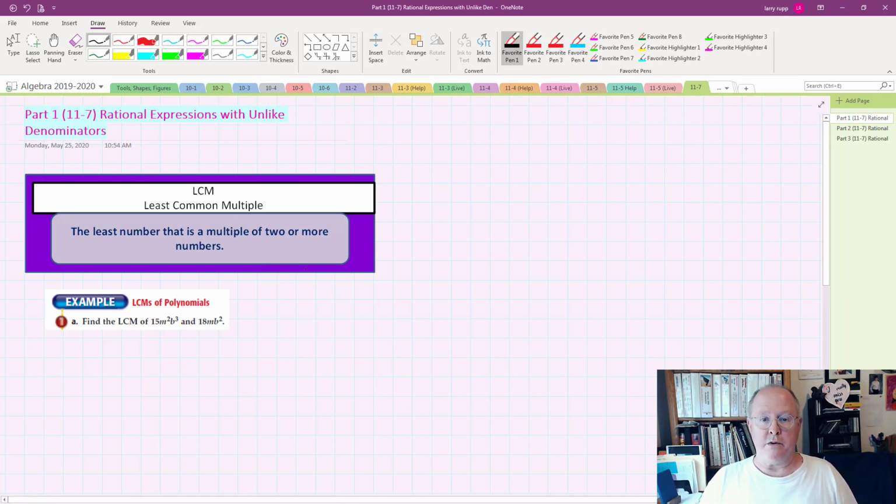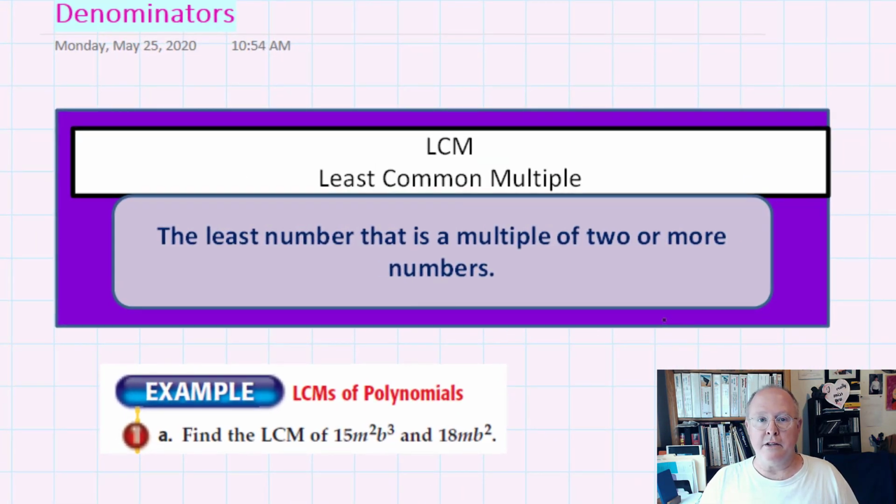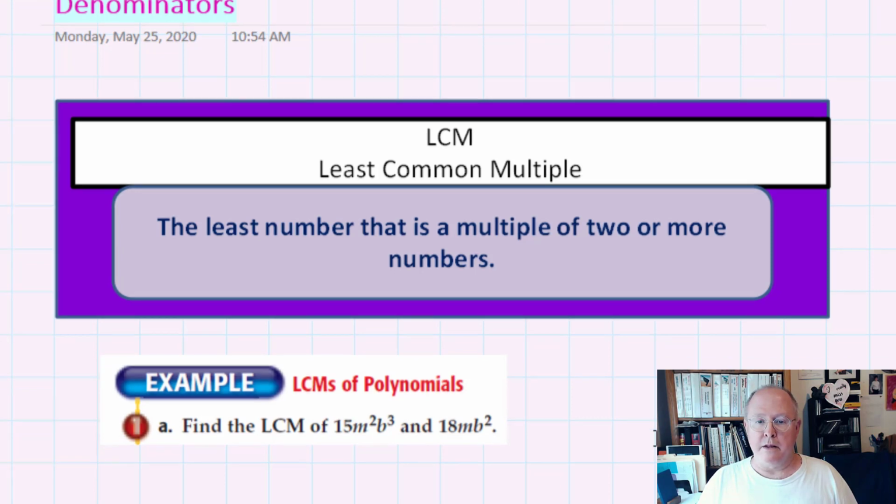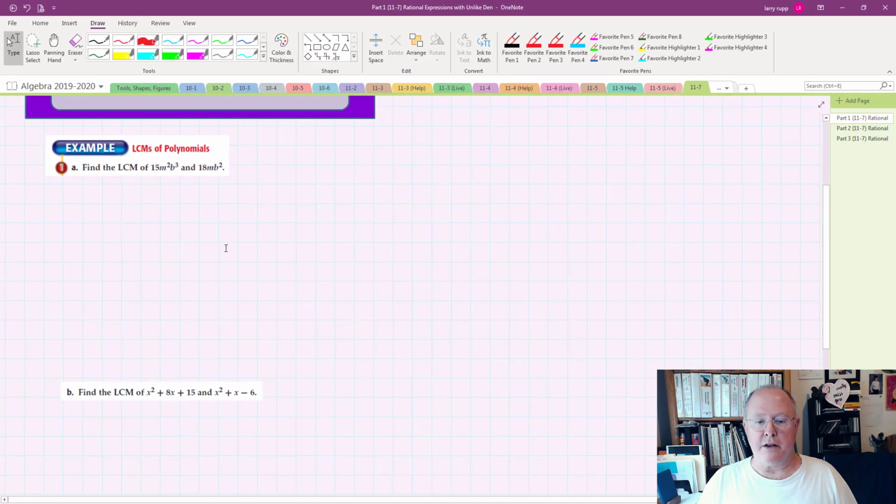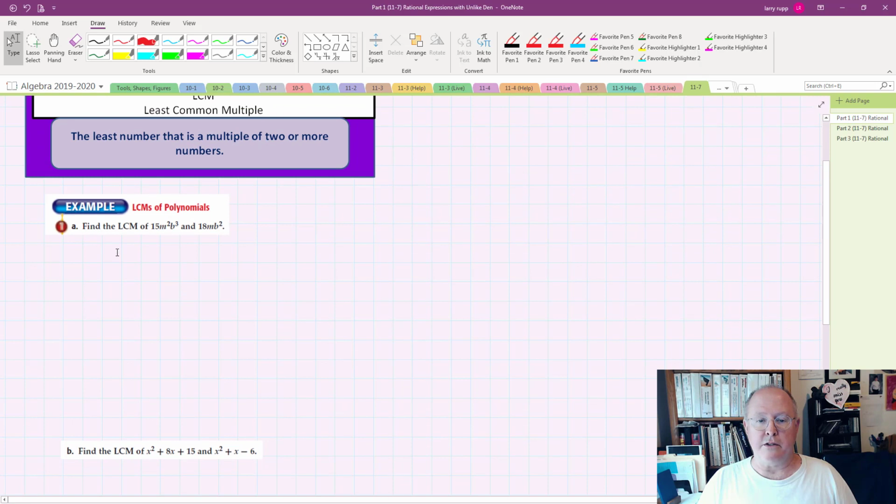The first concept that we're going to go over here is the concept of the least common multiple. Get that in your head. A multiple is something bigger than the original number. So 2, 4, 6, 8, 10, those are all multiples of 2. The least common multiple is the lowest number that is a multiple of two or more numbers. It can be 3 or 4 numbers, but in this section we're just going to be limited to 2. Two is bad enough. So let's work out some examples.